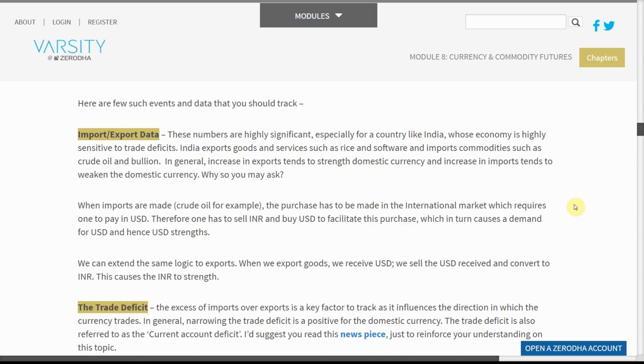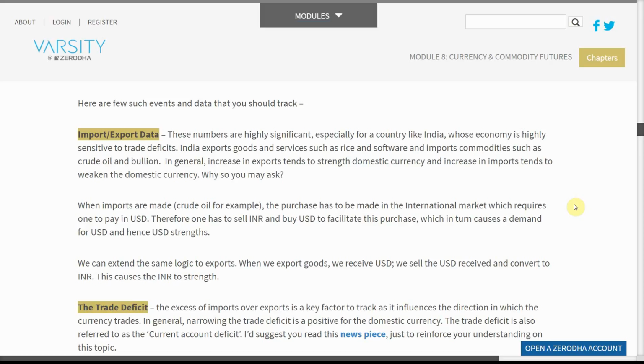Import-export data. These numbers are highly significant, especially for a country like India, whose economy is highly sensitive to trade deficits. India exports goods and services such as rice and software and imports commodities such as crude oil and bullion. In general, increase in exports tends to strengthen the domestic currency and increase in imports tends to weaken the domestic currency.